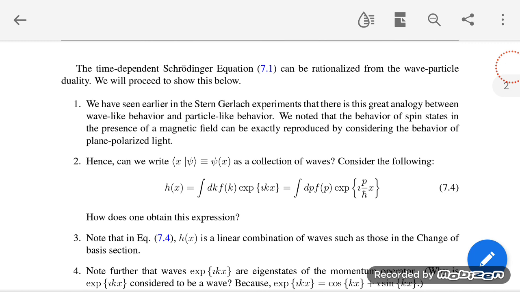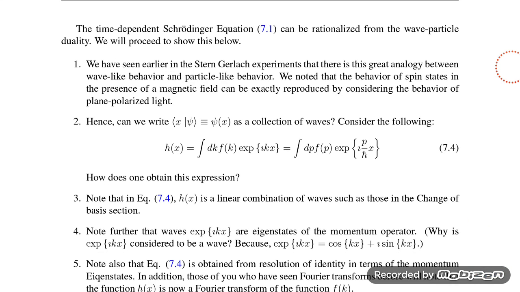Number one, we have seen earlier in the Stern-Gerlach experiment that there is a great analogy between wave-like behavior and particle-like behavior. We noted that the behavior of spin state in the presence of a magnetic field can be exactly reproduced by considering the behavior of plane polarized light. We have already studied this.